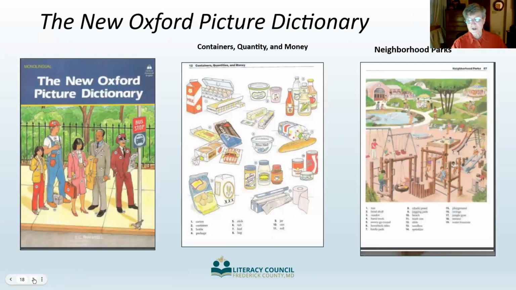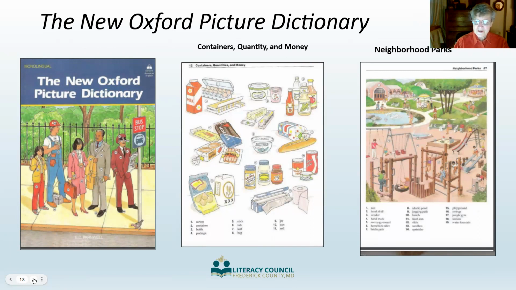A picture dictionary is helpful not only for building vocabulary, but also for developing a dialogue and for communicating with your student. So this helps answer that question about how does my student know what I'm talking about? Use picture dictionaries. They're really good. Oh, they're great.